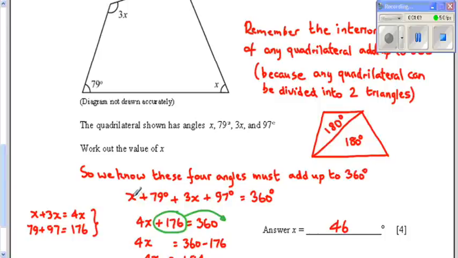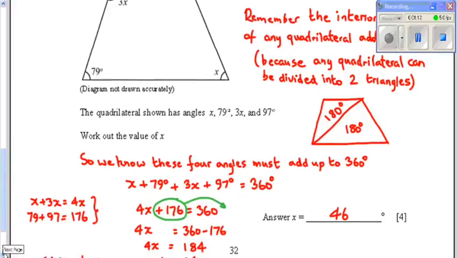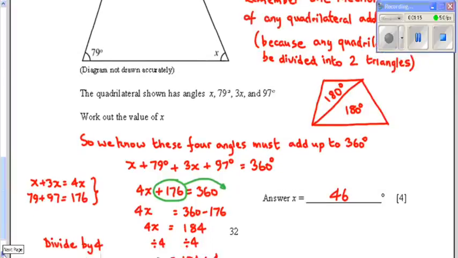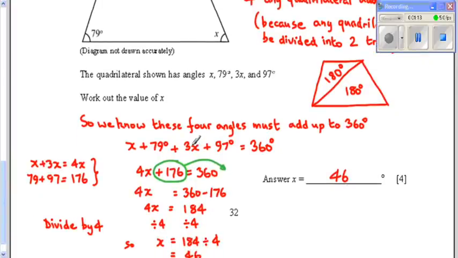So we can add them up. We know the four angles are x plus 79 plus 3x plus 97, but we know that they must add up to 360 degrees. So we have a little equation here that we can solve. So let's collect together the two x terms. We've got 3x plus another x makes 4x, and we've got 79 degrees plus 97 degrees. When we add those together, we get 176. So that side of the equation ends up as 4x plus 176 equals 360.